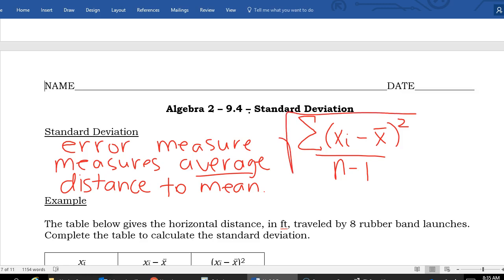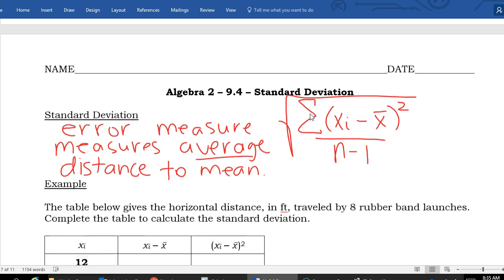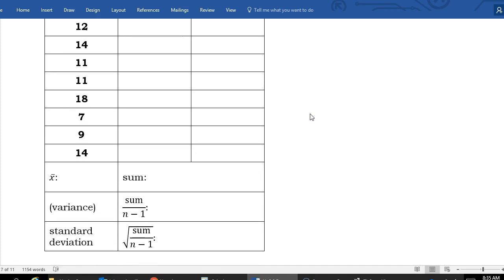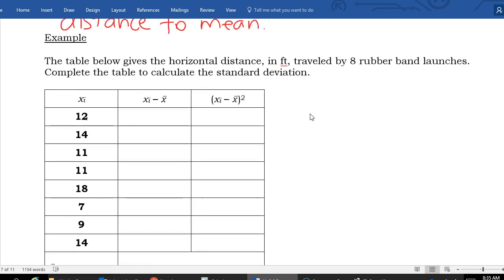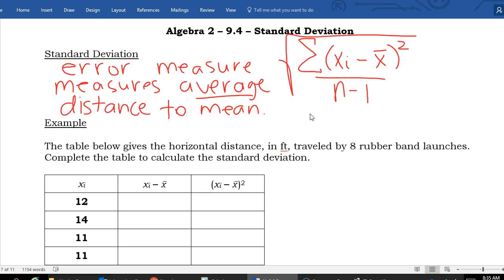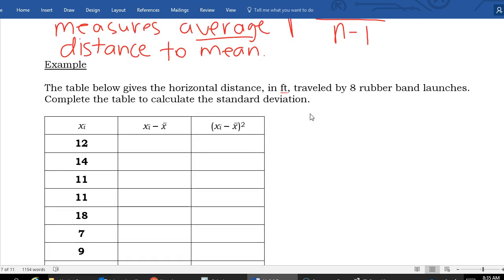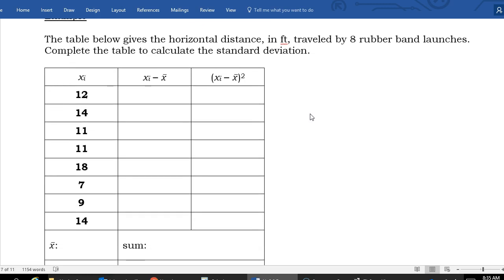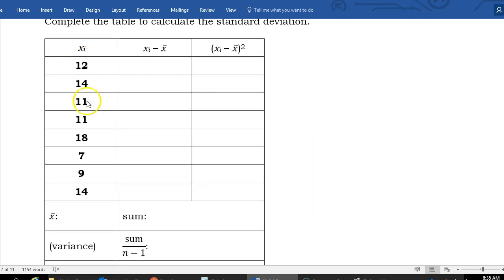Now that formula looks crazy scary, but I have all of the steps from the formula laid out in this table here. So you basically just follow along the steps in the table and it's going to do all of that for you. So we have a data table here. It's an experiment where we launched some rubber bands and recorded how far each rubber band went, in feet. We're going to see the average distance from the mean of this data set, also known as the standard deviation. So first thing we have is all the data points in the first column of the table.